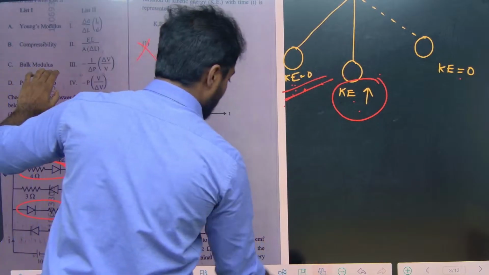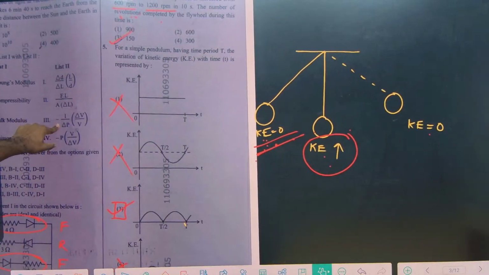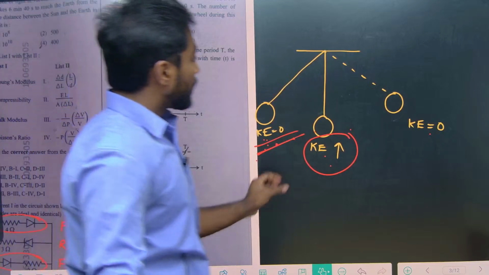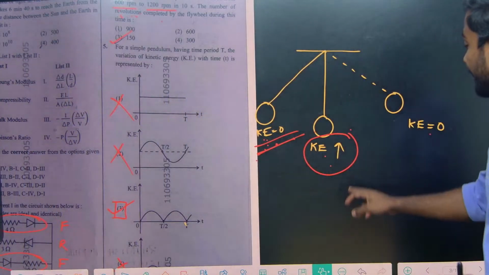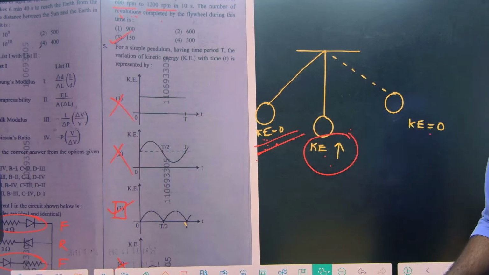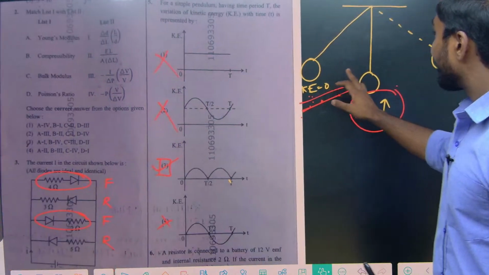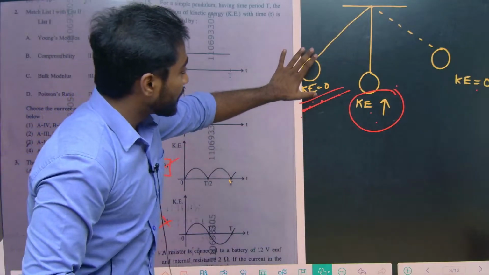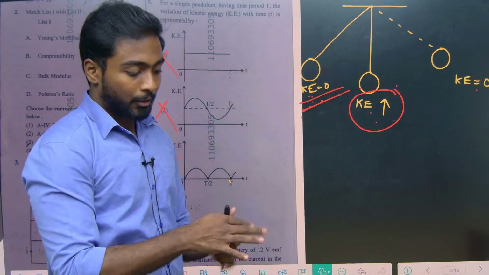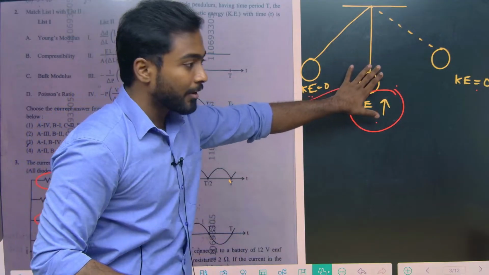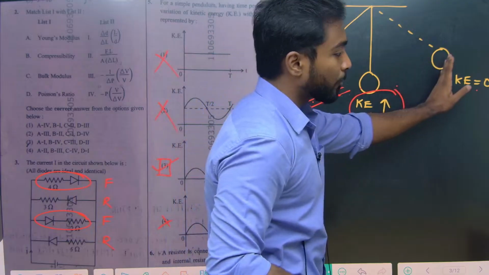I'll explain this. See here, for a simple pendulum having time period t, the variation of kinetic energy with time is represented by, and we know that when we talk about a simple pendulum, kinetic energy at mean position will be maximum and at extreme position will be minimum. So here it doesn't go for the minimum, it went to zero only. I cannot say it has increased and decreased; it has increased, but when it's going to the extreme position, it becomes zero.